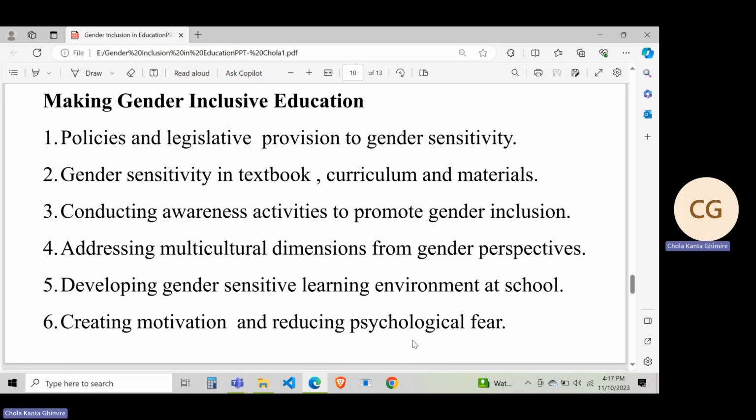Creating motivation and reducing psychological fear. Another way is creating motivation and reducing psychological fear. If there is fear in the minds of girls, we can reduce this fear. If there is fear in the minds of boys, we must reduce this fear. That is, we must reduce the fear in terms of gender.